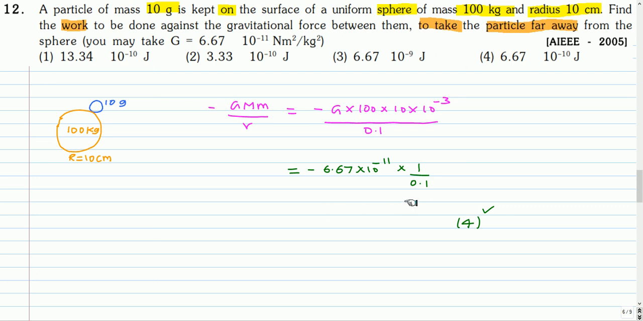So this is the value, using the value of G. And the final gravitational potential energy at r equal to infinity is 0. So the work done is final, that's 0, minus this quantity. So it will become plus 6.67 into 10 raised to minus 10. So the correct option is option 4.